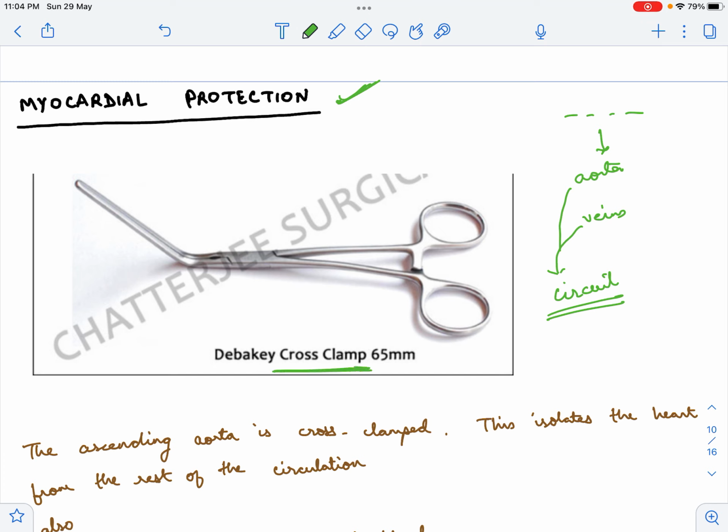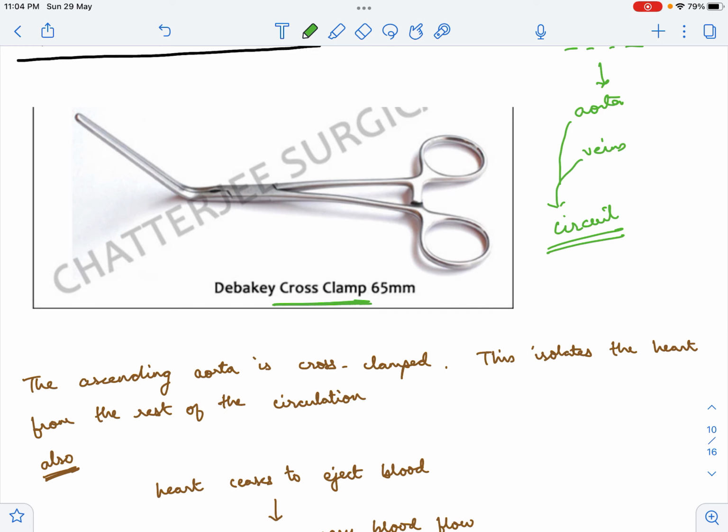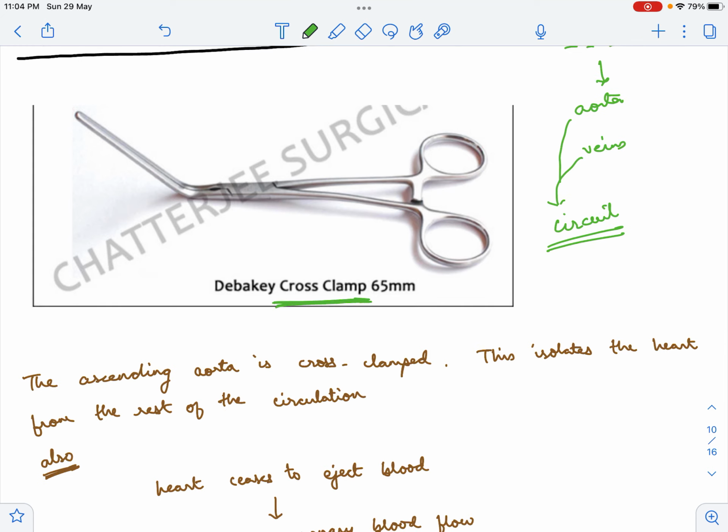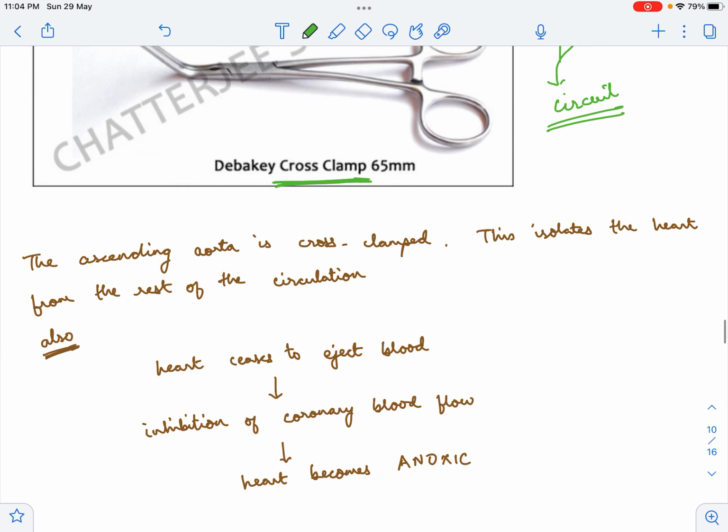Some of these cross clamps are named after Michael DeBakey. Michael DeBakey was a legendary cardiothoracic surgeon. He was a legendary cardiac surgeon. He operated almost up to the age of 100. I think he died somewhere in his mid 90s, and it is said that he continually operated till that age. So, this clamp is named after him. So, you use a cross clamp, and where do you put the clamp? You will put the cross clamp on the ascending aorta at the root of the aorta.